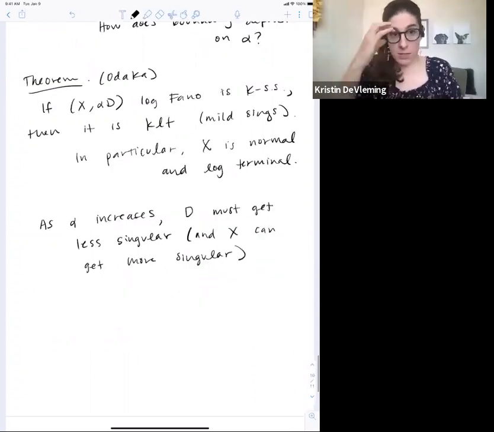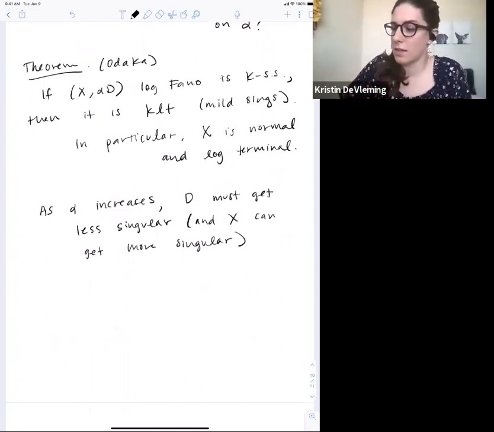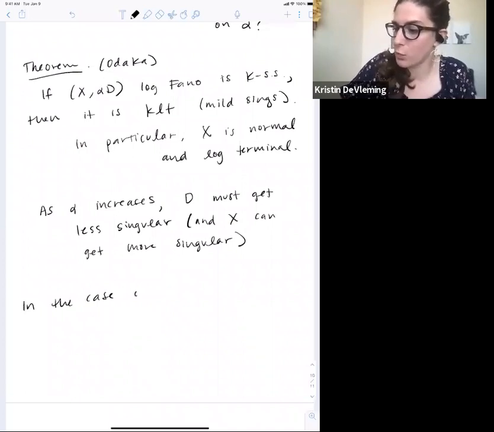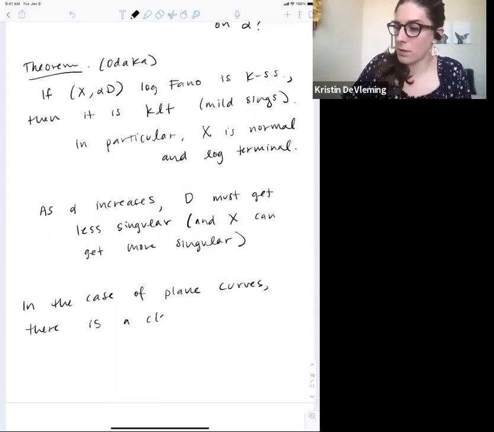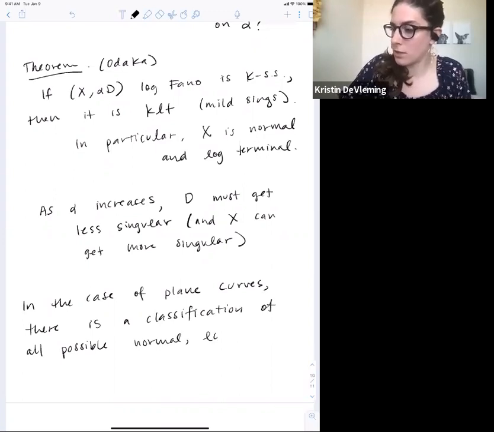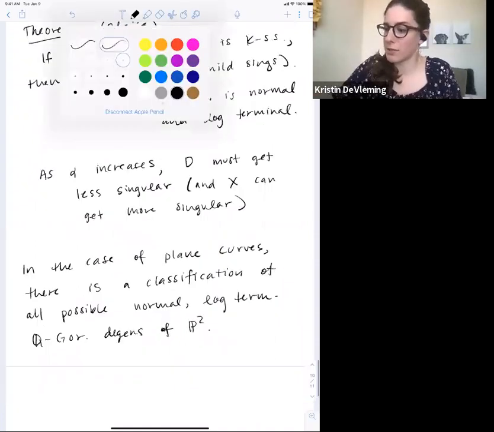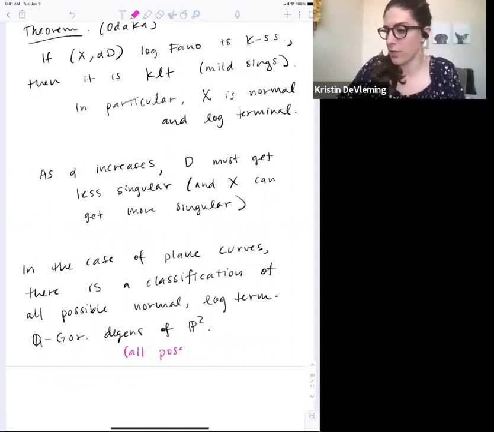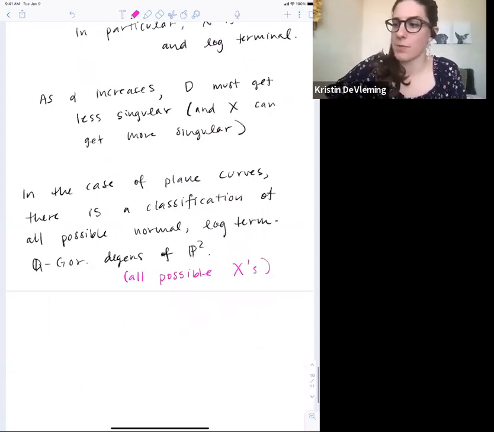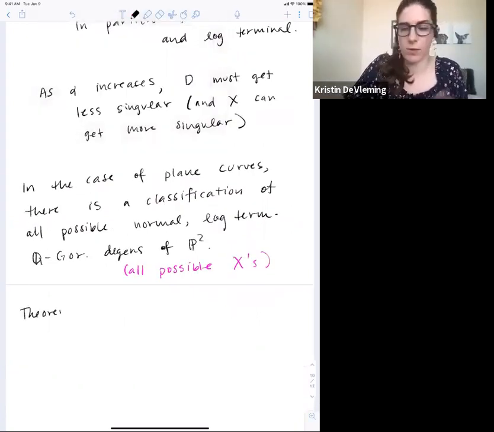So the key to all of this is that in the case of plane curves, we can actually explicitly write down all of the possible X's that appear. So there's a classification of all possible normal log terminal Q-Gorenstein degenerations of P2. So there's a classification of all the possible X's that appear in these K-moduli spaces. And perhaps, without telling you where this formula comes from, this classification is due to Manetti.